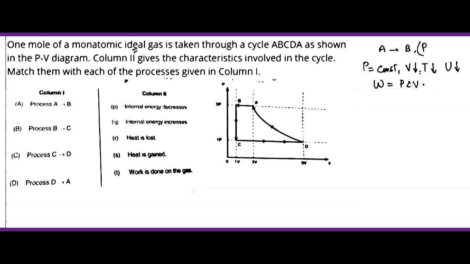Since this is a constant pressure process and the volume is decreasing, W will be less than 0, which simply means that work is done on the gas. So this is P, T. And if we apply the first law of thermodynamics, we get Q equals delta U plus W. Now W is less than 0 and internal energy is also decreasing, which means the change will be negative. So Q is less than 0, which means that heat is lost from the system.